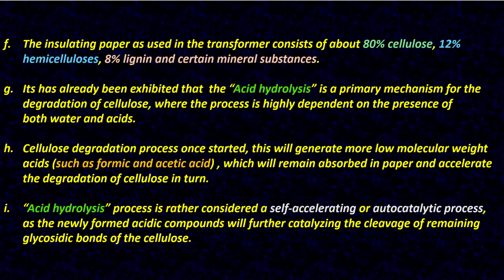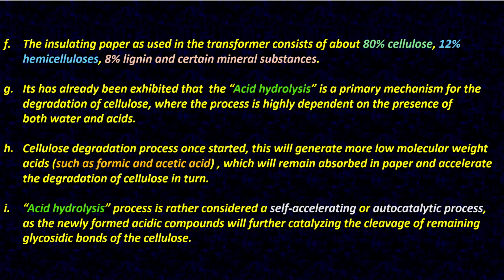The insulating paper as used in the transformer consists of about 80% cellulose, 12% hemicellulose, and 8% lignin and certain mineral substances. It has already been exhibited that acid hydrolysis is a primary mechanism for the degradation of cellulose, where the process is highly dependent on the presence of both water and acids.